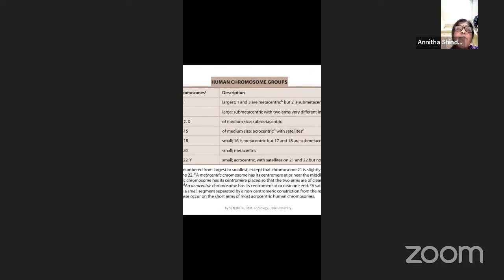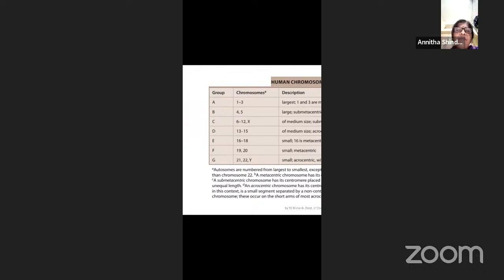Here they have given the example of the human chromosome groups, named into different types. You all know that humans consist of 23 pairs of chromosomes. Among these 23 pairs, 22 pairs are the autosomes and the 23rd pair is the allosome or the sex chromosome. These autosomes are numbered from the largest to the smallest.